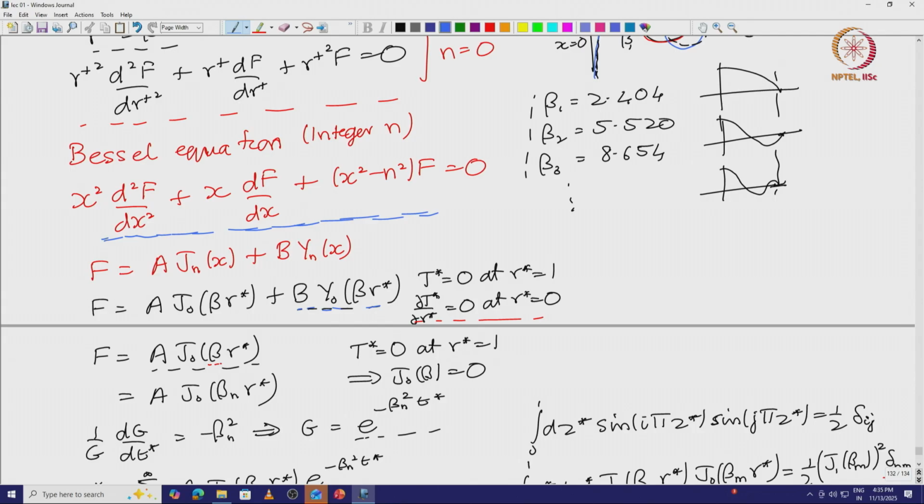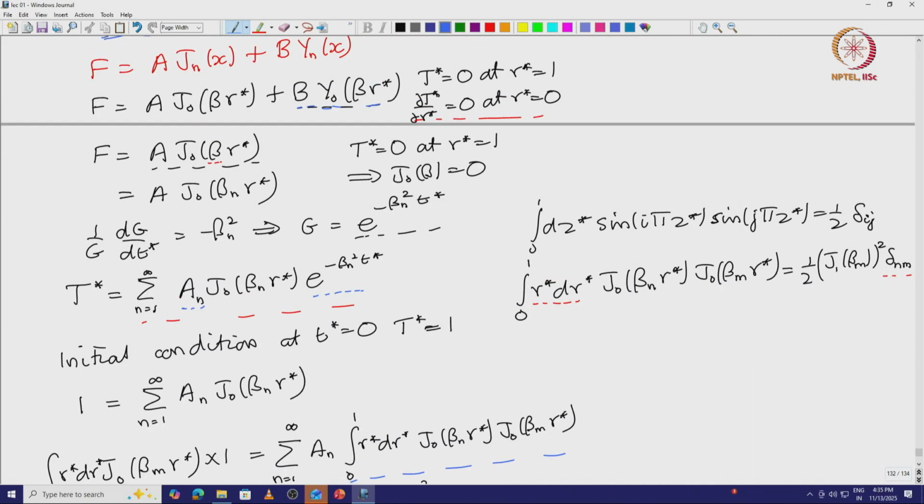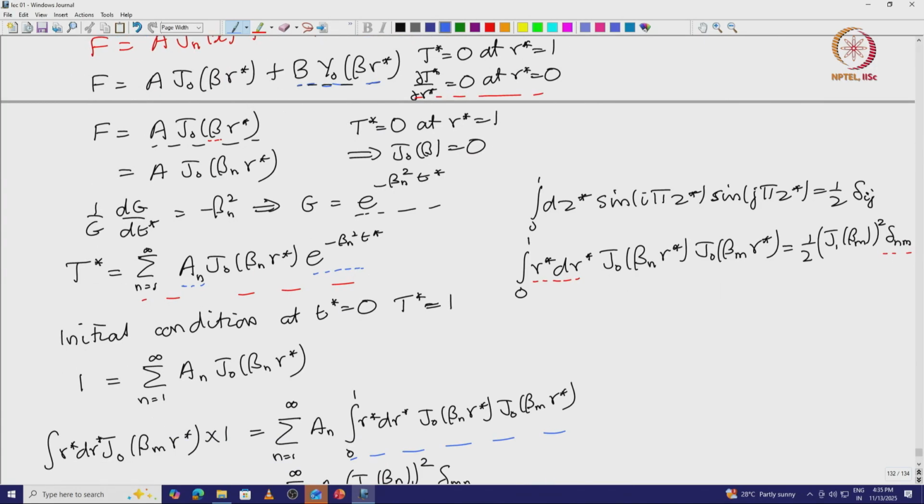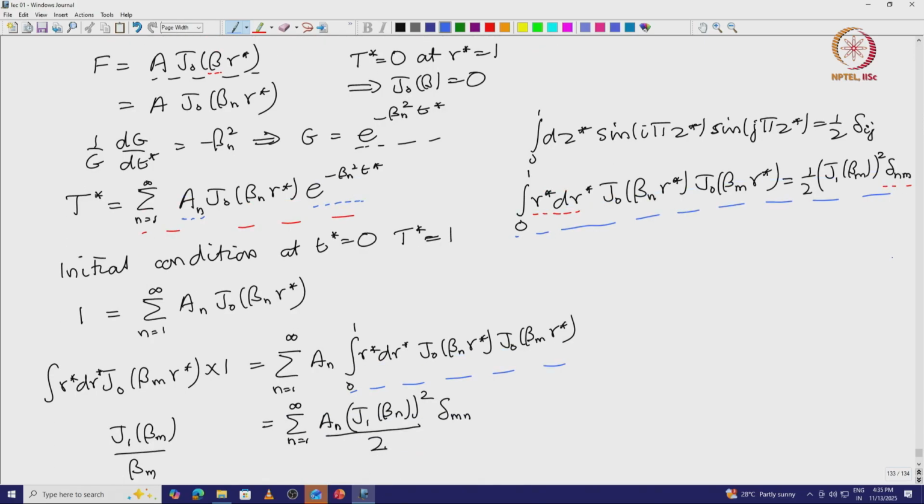So, those Bessel functions also form an orthogonal function space, in the sense that if you multiply two of these Bessel functions, the integral of r dr times the product is non-zero only when n is equal to m, and it is 0 when n is not equal to m.